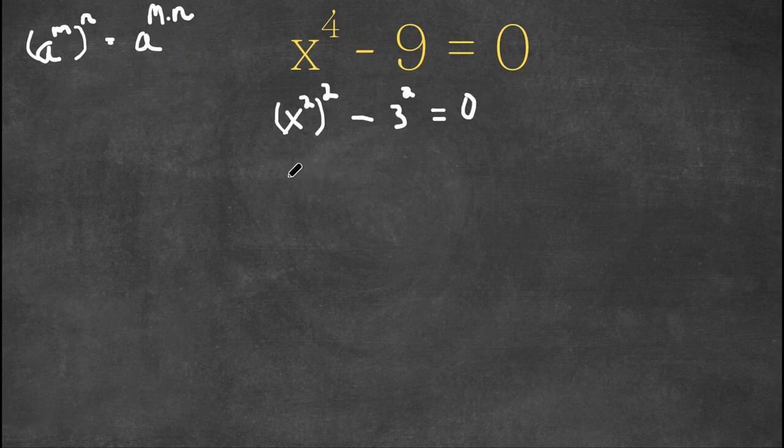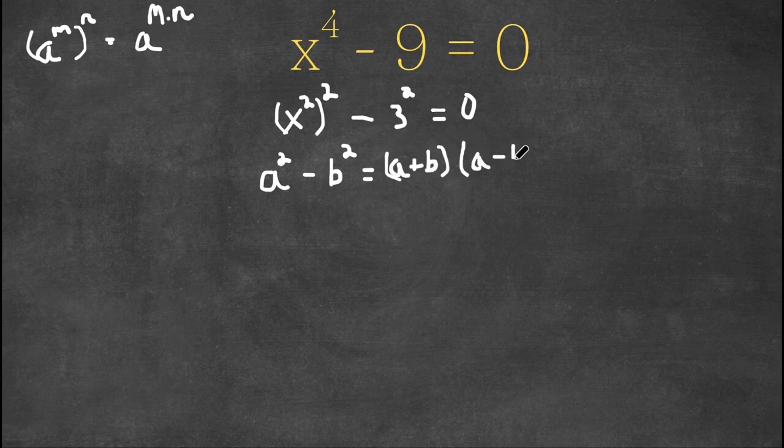Now, an important expression that we have is a squared minus b squared. And a squared minus b squared, if you guys didn't already know, is equal to a plus b times a minus b. So a squared minus b squared can be written as a plus b times a minus b. As you can see right here, what I've done is change this equation to match up with a squared minus b squared.